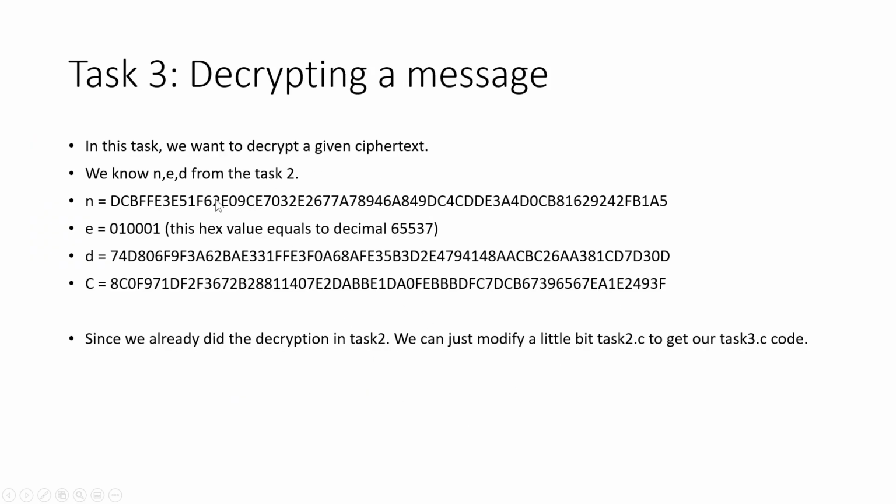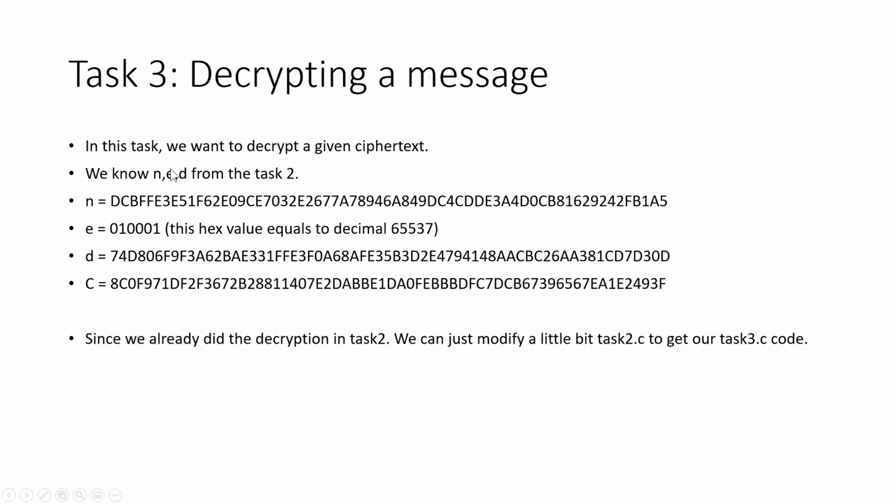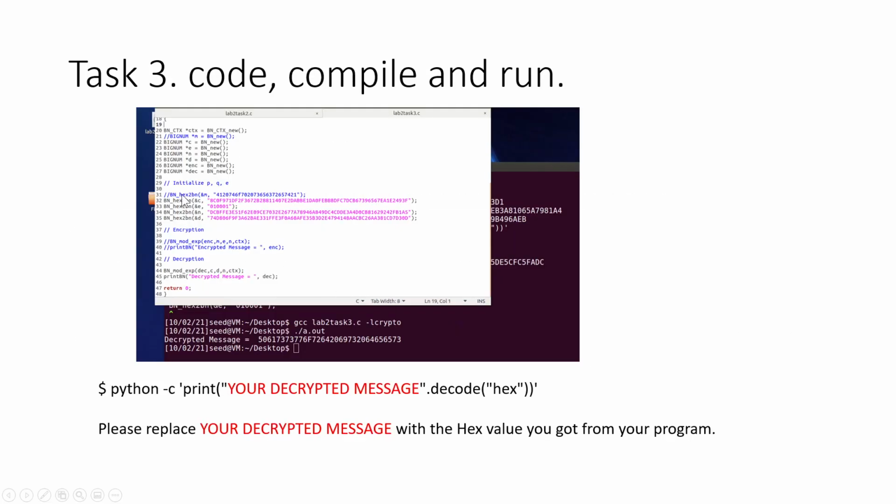In task 3, we basically do the same thing as task 2. This time, we are already told N, E, and the private key. Now we have the ciphertext, as we can see here. Since we already did the decryption in task 2, we just modify the code a little bit. We can delete the encryption part, only have the decryption part, and we have the ciphertext as you can see here.